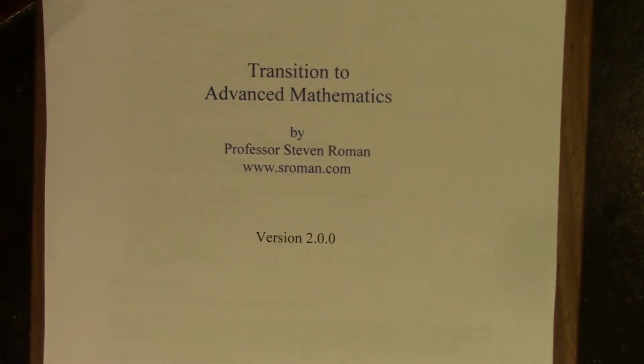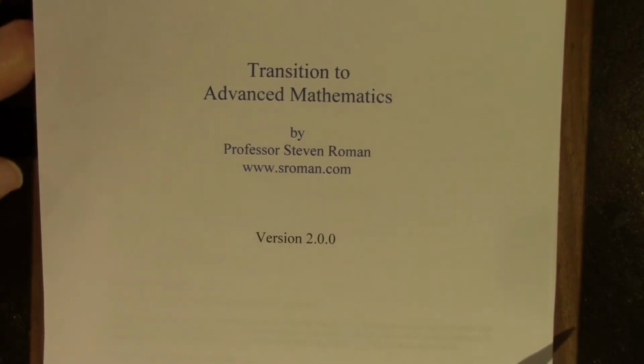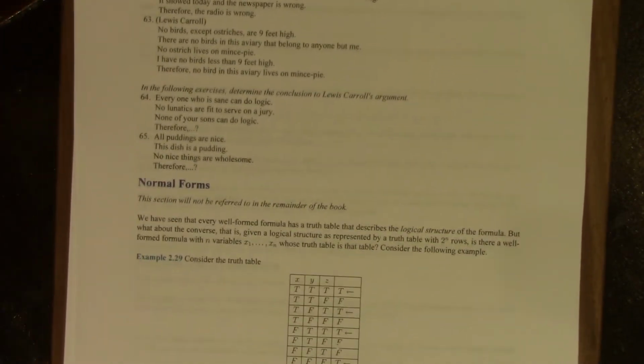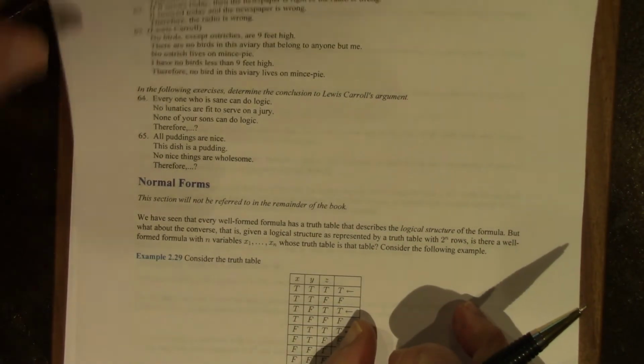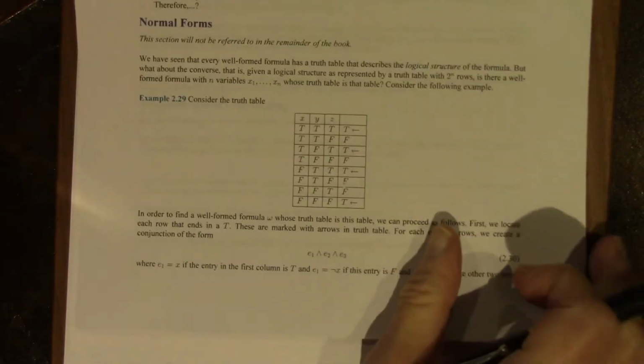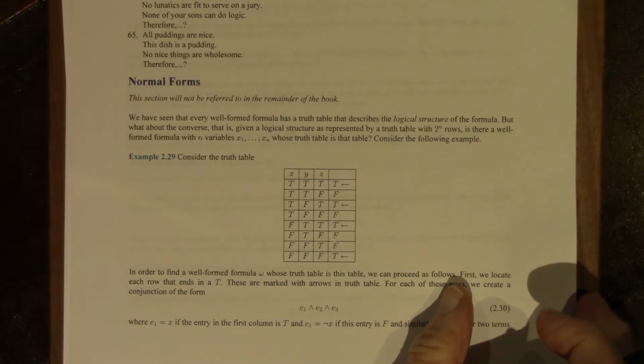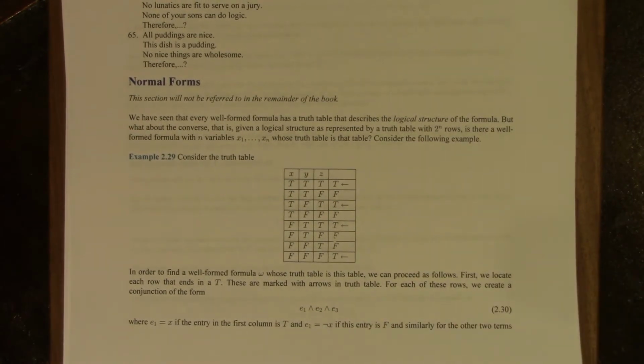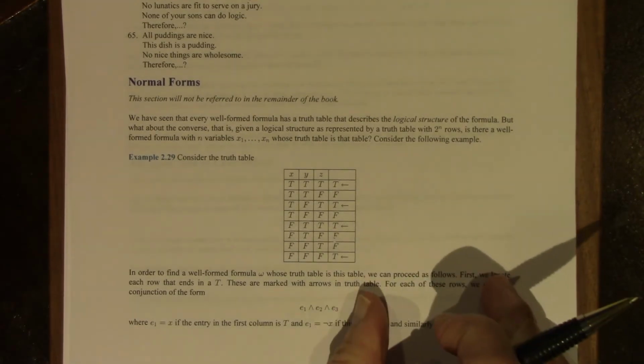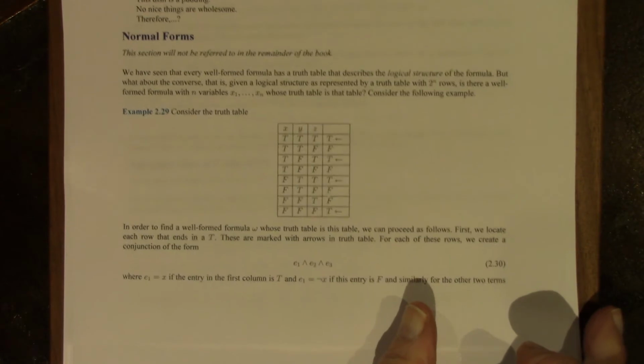Let's continue the lecture series, Transition to Advanced Mathematics. To conclude our discussion of logic, I wanted to talk about a couple of things that won't be central to what we're doing in the future, but I think are interesting, especially if you enjoy logic. One is the issue of what are called normal forms.